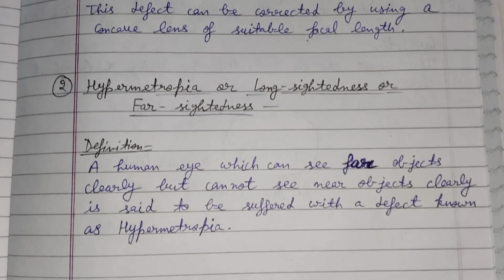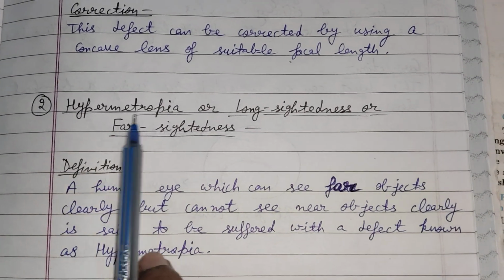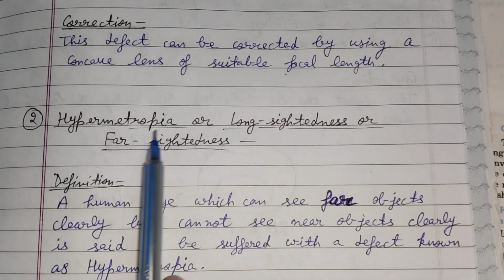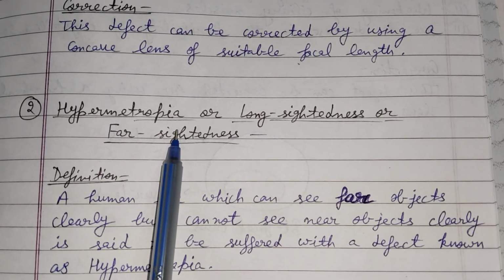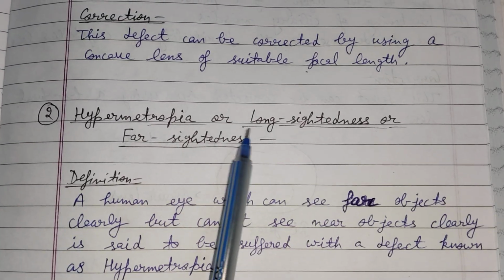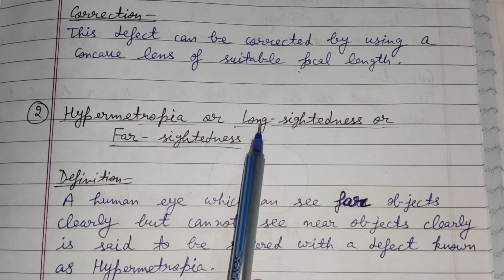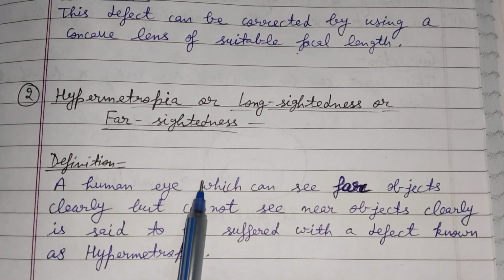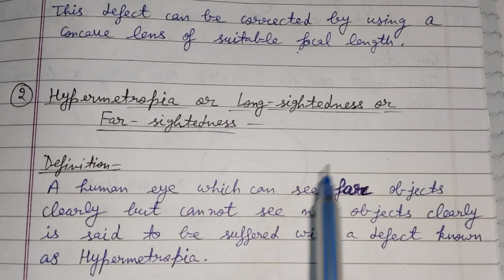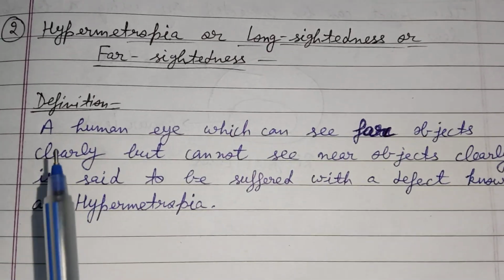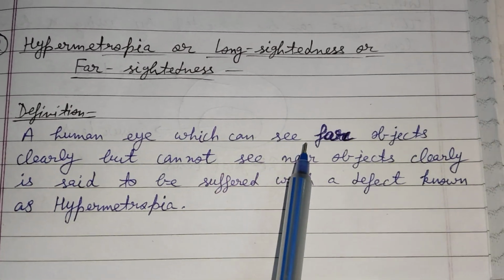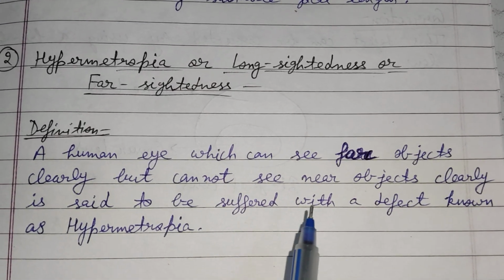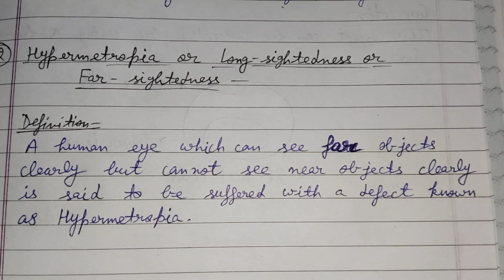Okay. The second type of defect is hypermetropia, and another name of hypermetropia is long sightedness or far sightedness. Now as I told you, in this defect the name is long sightedness or far sightedness. So the human eye can see the far objects clearly but cannot see the nearby objects clearly. So the definition is: a human eye which can see far objects clearly but cannot see the near objects clearly is said to be suffering from a defect known as hypermetropia.